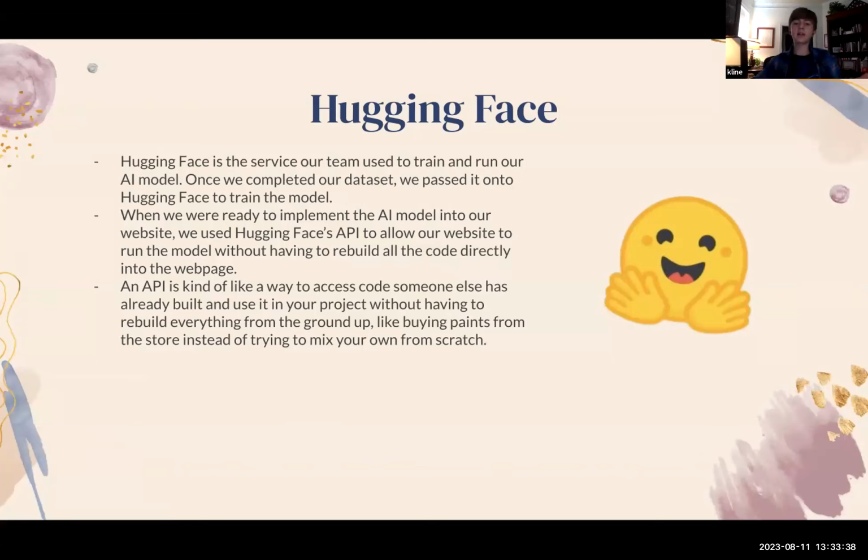So an API is kind of like a way to access code someone else has already built and to use it in your project. To use an art analogy, it'd be like buying paints from the store instead of trying to mix your own paints from scratch.